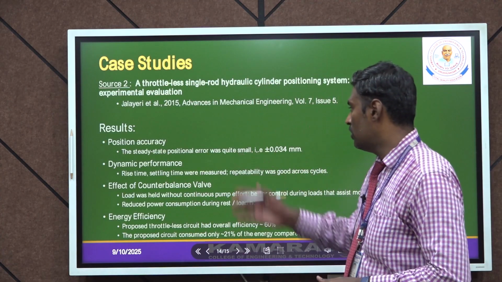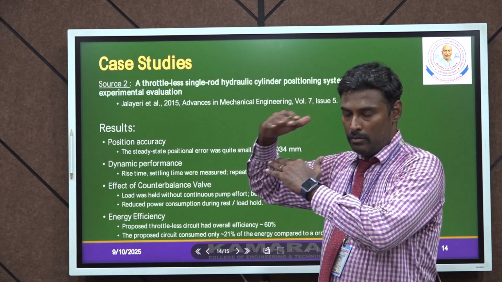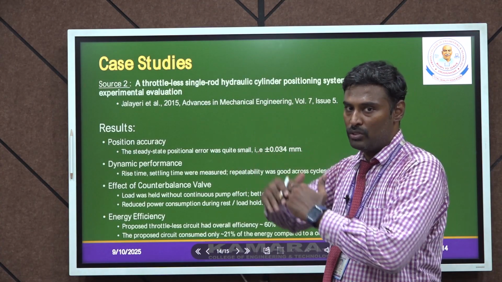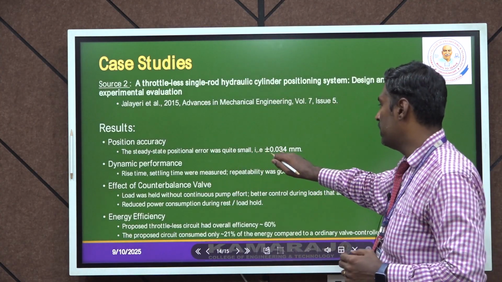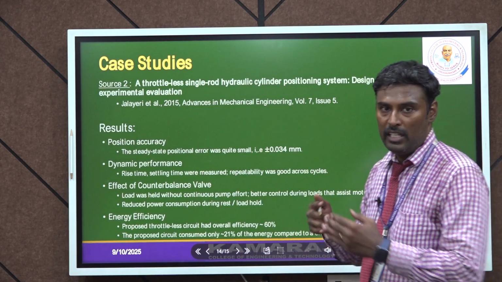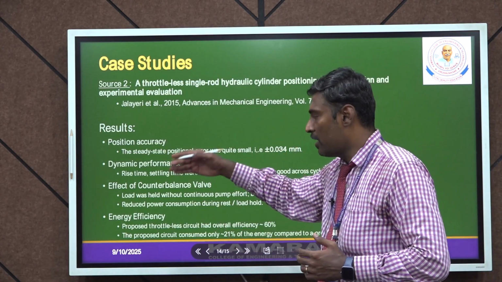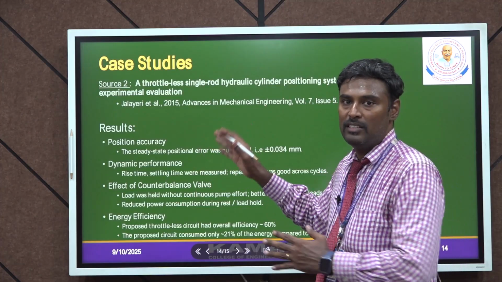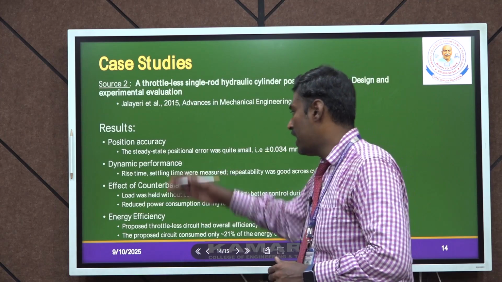That is, based on this, the error of possible holding of the entire load from one position to another position is reduced to plus or minus 0.03 mm. So the deviation is only at the micrometer level. Therefore, the positional accuracy has been improved so much based on this simple circuit proposed by Jalayeri in the year 2015, and the dynamic performance.